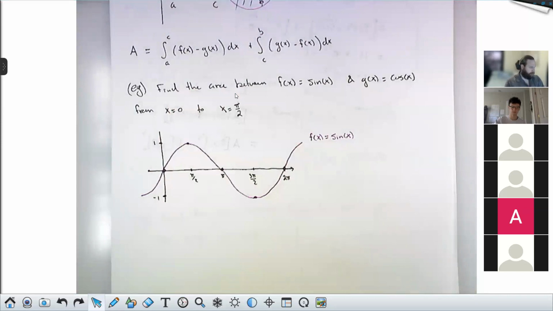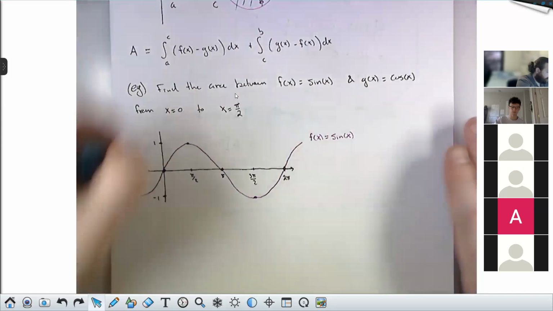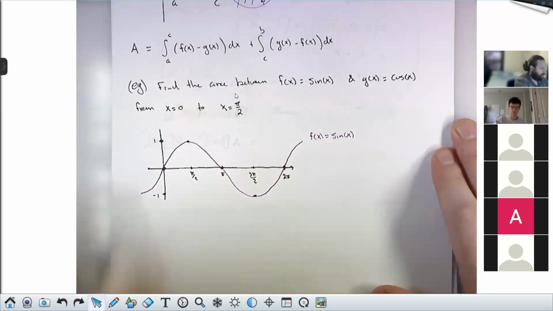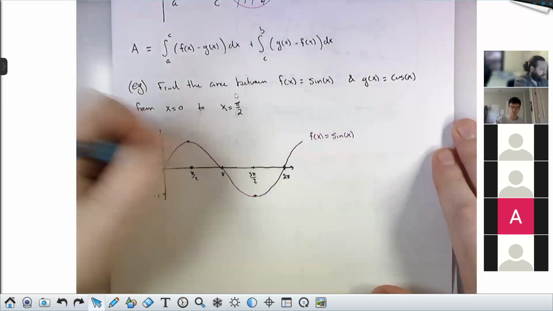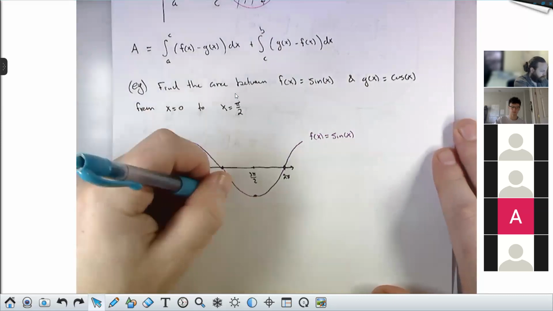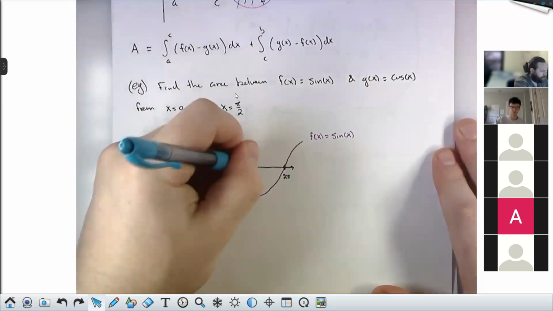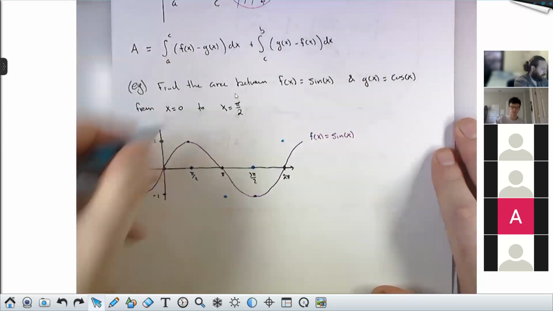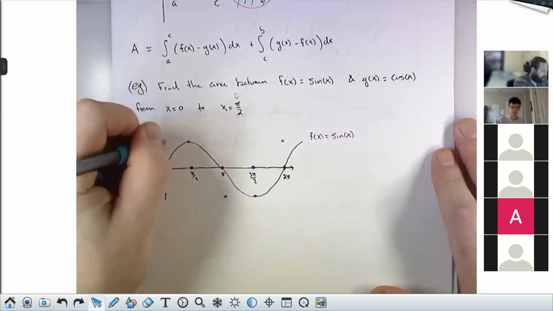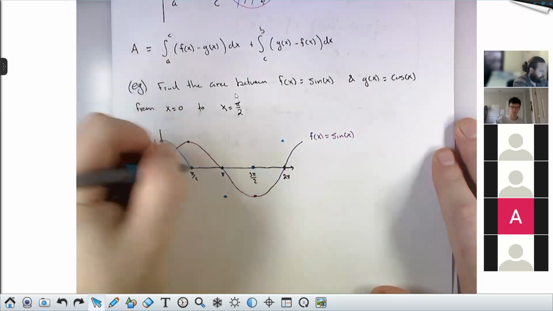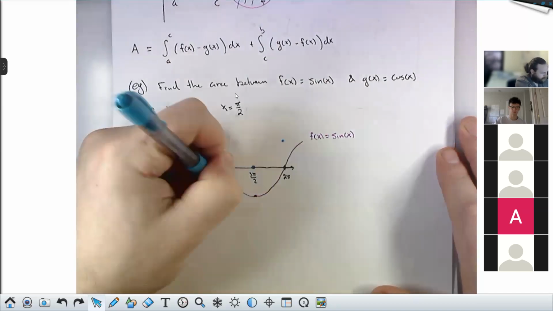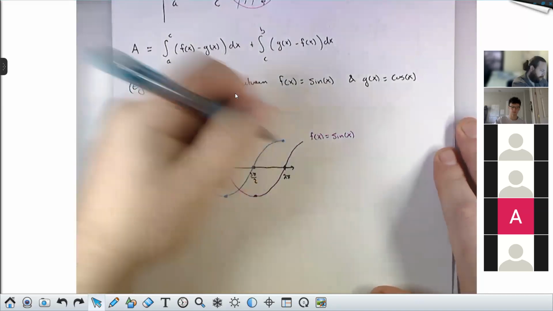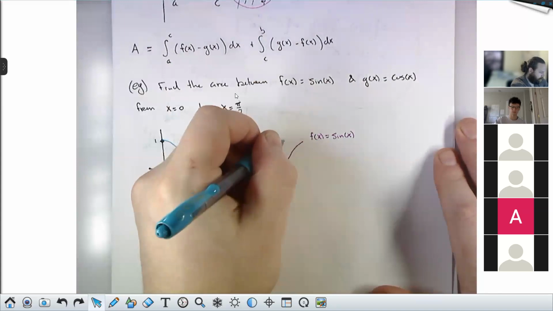The cosine curve starts out at its maximum at the top of its amplitude, comes down to its equilibrium at pi over 2, attains a min at a half period, comes back to equilibrium at the 3/4 period, and ends back up at its maximum. So the cosine curve is like this. And it continues doing this.